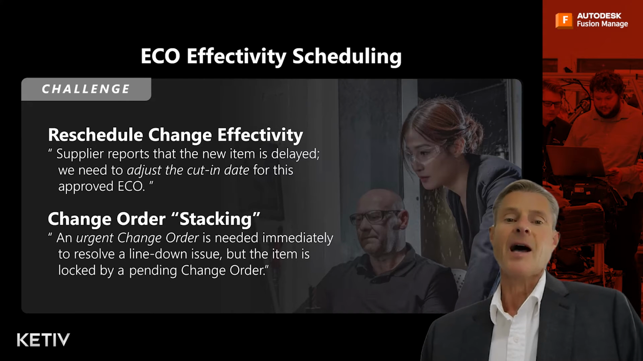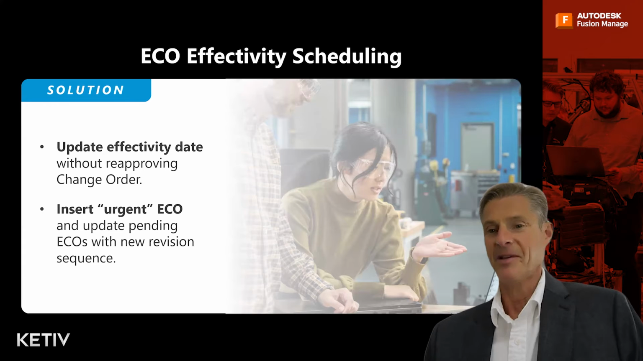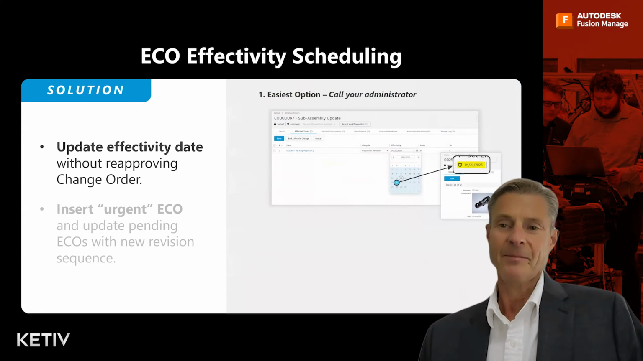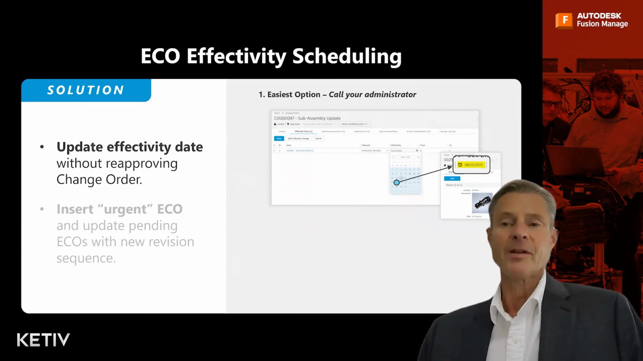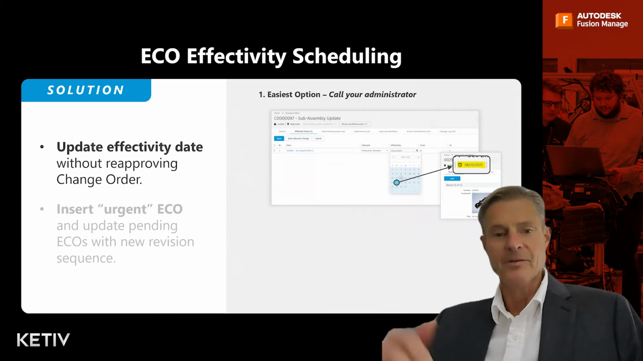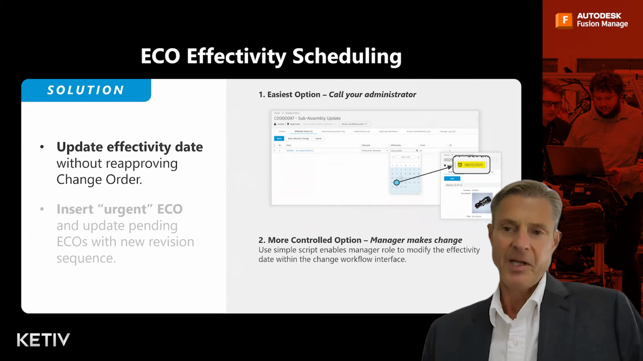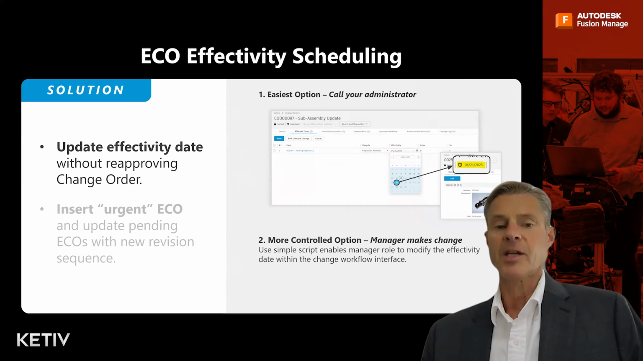Now, the easiest option when you want to do this is basically call your systems administrator. They actually have the permissions to just go in and do that. But many times that's not available as an option. So a more controlled option is you can allow a role of the manager to make the change. And we do this through a very, very simple extension to Fusion Manage, where you can modify the effectivity date without changing the actual approval status.